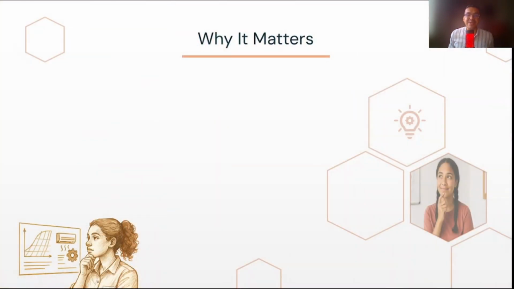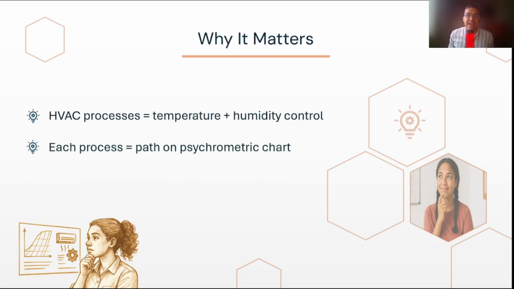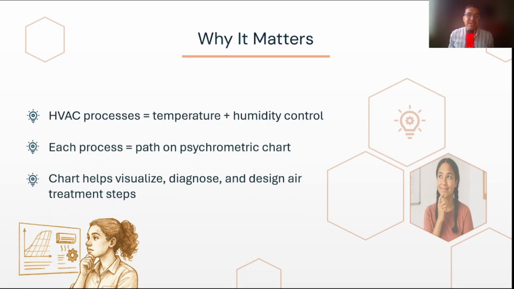Why is this important? HVAC systems condition air by changing its temperature, humidity, or both. Each process leaves a distinct trace on the psychrometric chart. Understanding this helps you to diagnose system performance, design better air handling strategies, and predict thermal comfort outcomes. This foundational knowledge will support everything from system sizing to energy control.